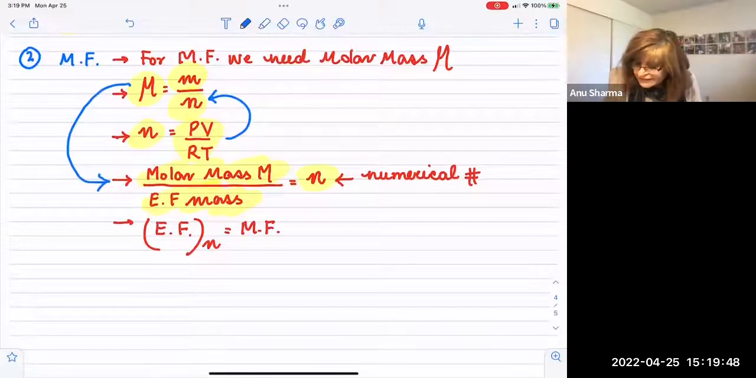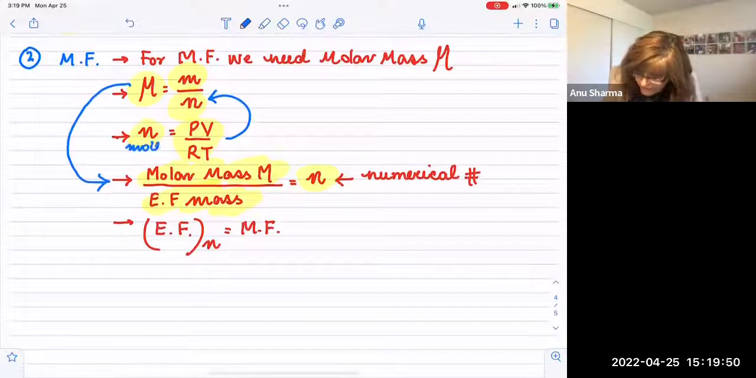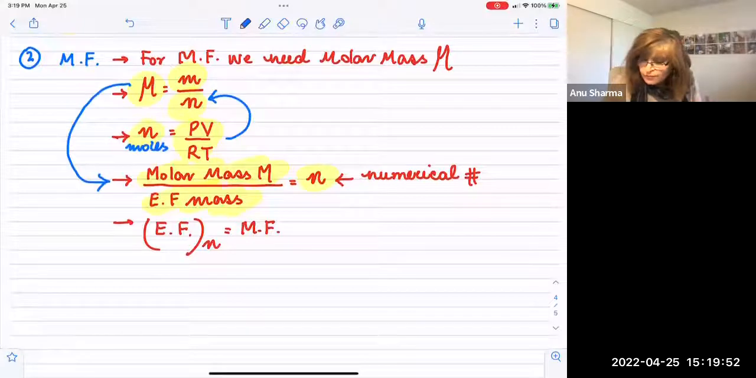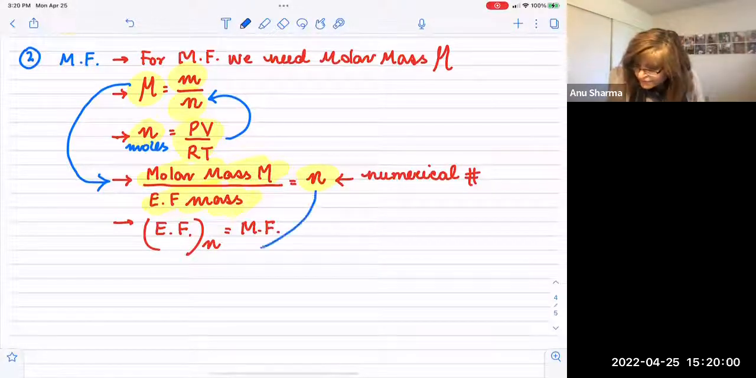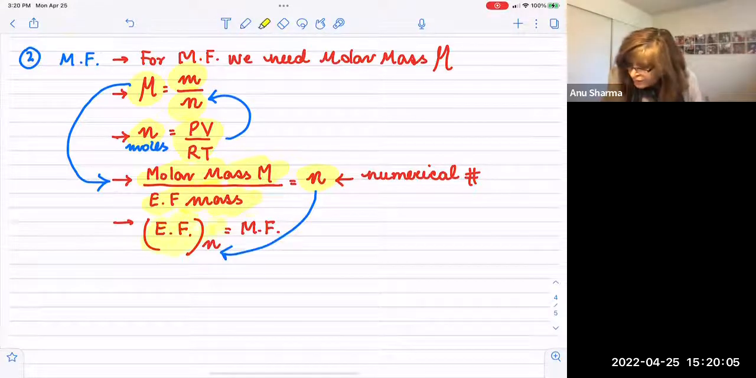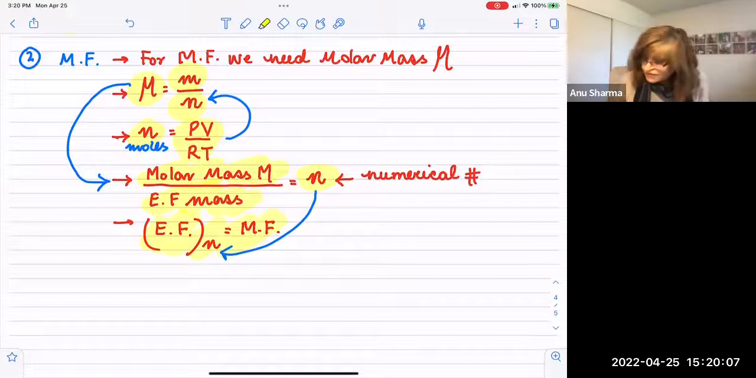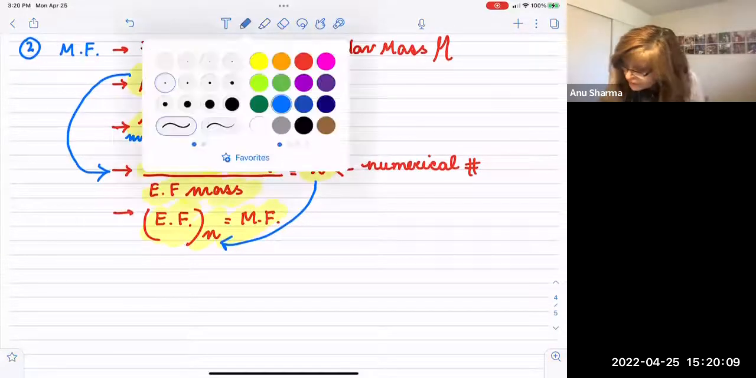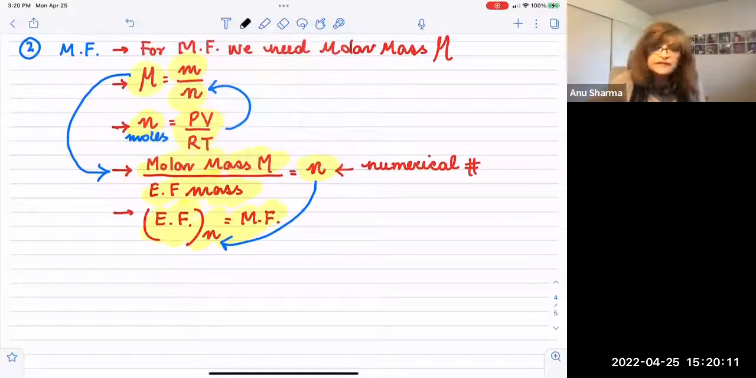So first find the moles, put the moles under the mass that is given, then that gives you the molar mass. Then you bring the molar mass, and then this number n is the numerical value. Okay, so this is the way we will work with it. So don't get confused with the n's, how to do that. Okay, so let's start solving this problem.